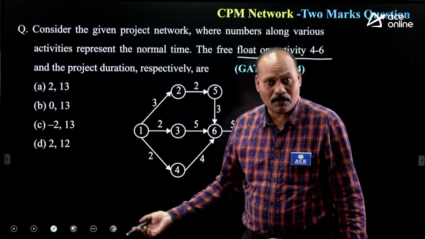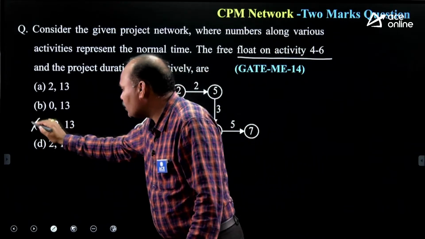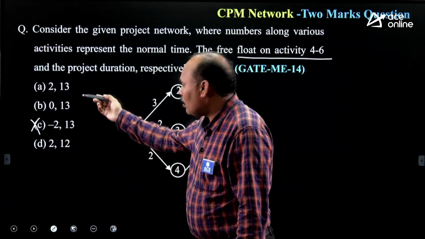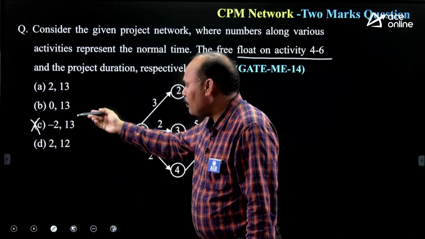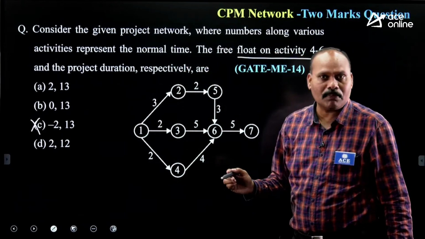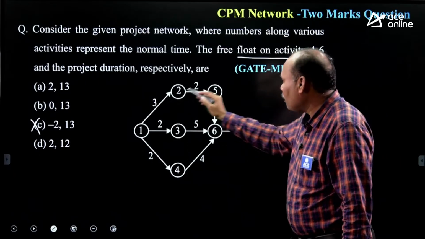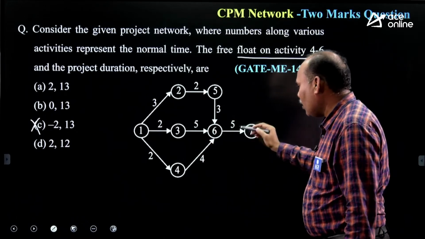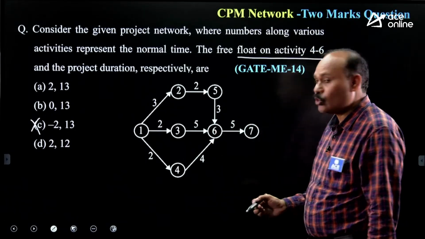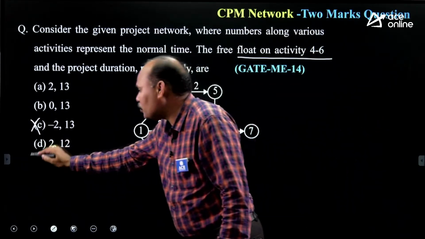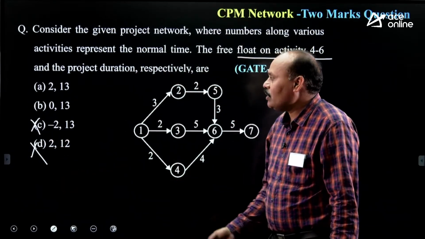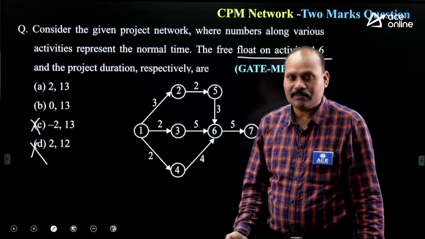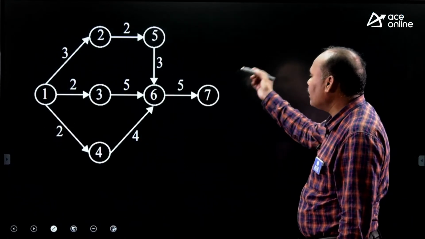We can eliminate a few options, like here I am removing option C. And the options could be either A, B, D. Just let us find the project completion time quickly. So 3 plus 2, 5 plus 3, 8 plus 5, 13, 12, and 2 plus 4, 6 plus 5, 11. So 13 you are getting. So I can delete option D also. Option A or option B could be the answer.